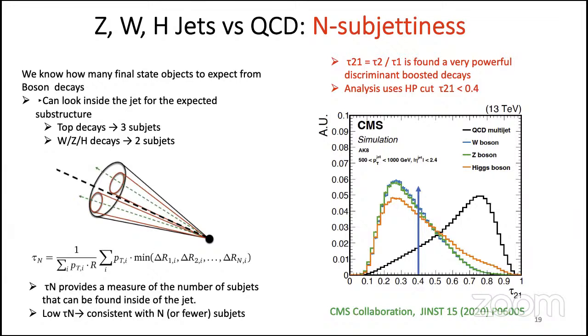And we found that the ratio of this variable, tau 2 over tau 1, is a very powerful discriminant for boosted decays. In particular, in the analysis, we use a high purity cut, tau 2 over tau 1 less than 0.4. And here you can see the ratio of tau 2 over tau 1, where the QCD background is represented in this black line, and is separated from the case of electroweak bosons. And this blue one is our plot for that.